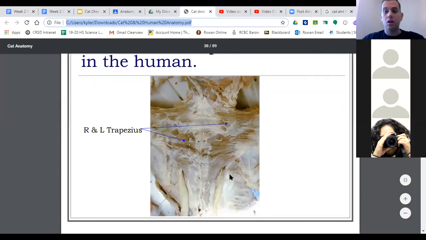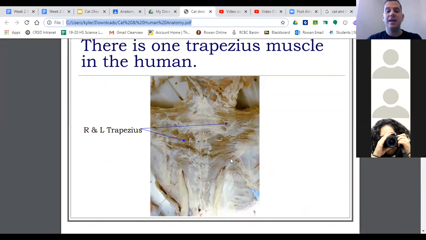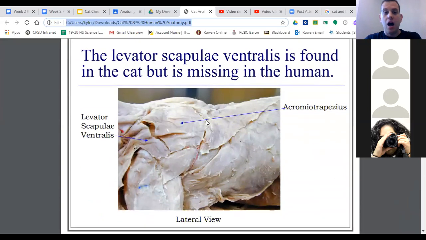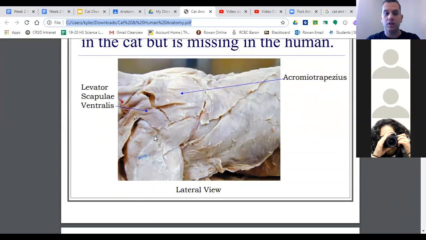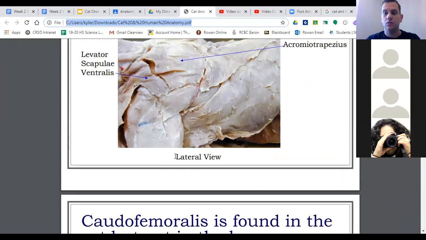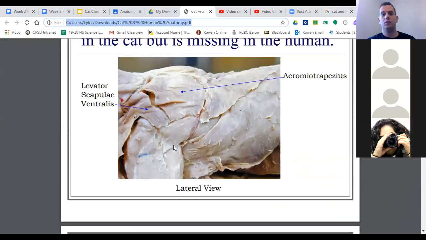Okay, so this is a human kind of facing down on his back, and you can see the trapezius muscles there in the back. Right? The cat has another muscle. We have a levator scapulae. They have a levator scapulae ventralis, which goes like this. Again, that has to do with the cat being on 4 limbs. So animals that have 4 limbs have this extra muscle there, levator scapulae ventralis. Okay. And then that gets into the lower limb, which we'll talk about next time.